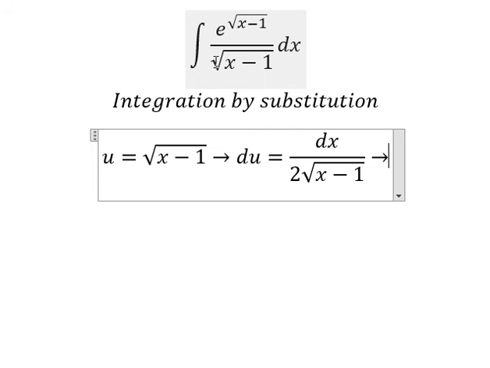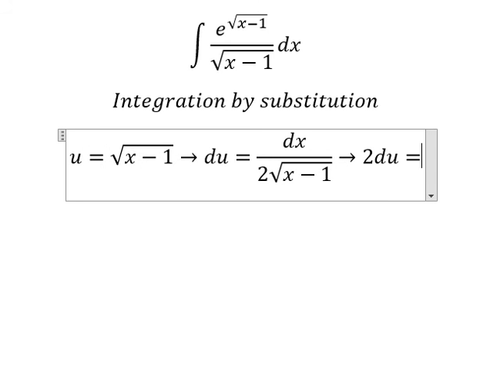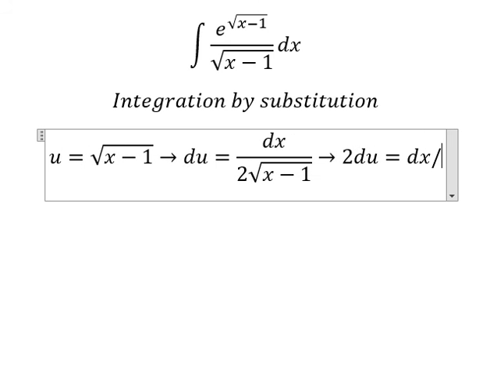Because we don't have the number 2 in here, I will move the 2 to the left, and you get 2 du equals ds over the square root of s minus 1.